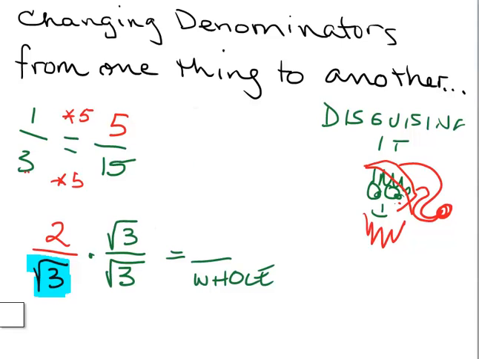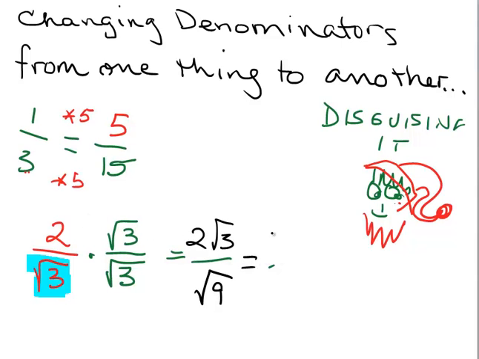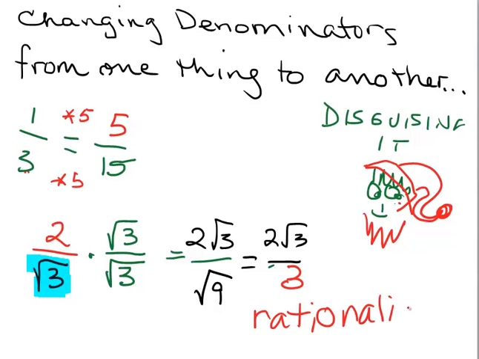So think about it for a second. The square root of 3 times the square root of 3 would be the square root of 9, and 2 times the square root of 3, because multiplication goes across. That's going to stay the same. But the square root of 9 is 3. And that works out because the square root of 3 times the square root of 3 is 3. And what I've done here is I have rationalized the denominator.